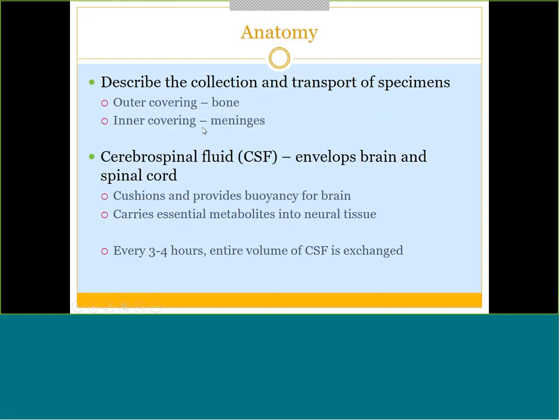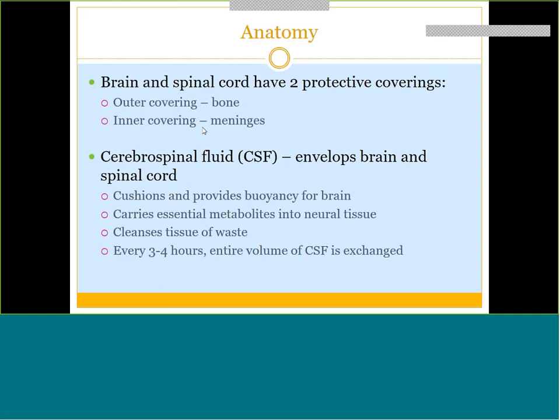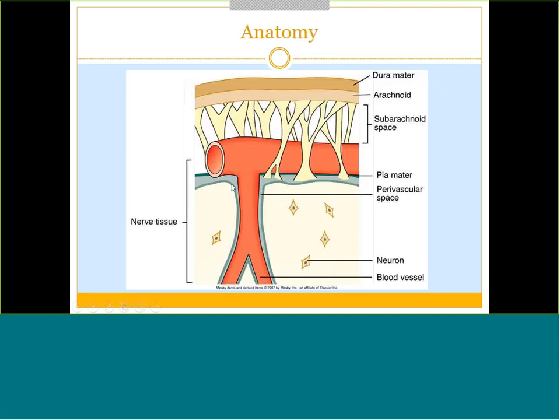Okay, so your nervous system is going to consist of your brain and spinal cord. They have 2 protective coverings. Your outer covering is the bone, the inner covering is the meninges. And then, of course, you have fluid, cerebrospinal fluid, that helps cushion and protect all of this. It will envelop the brain and spinal cord. It also carries different metabolites and nutrients it needs, and then it carries out tissue waste, or cleanses the tissue of waste, I should say. So lots of good stuff there.